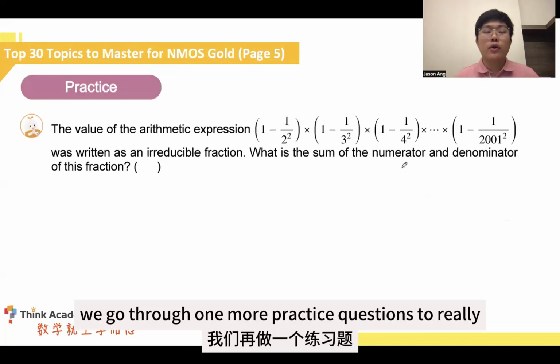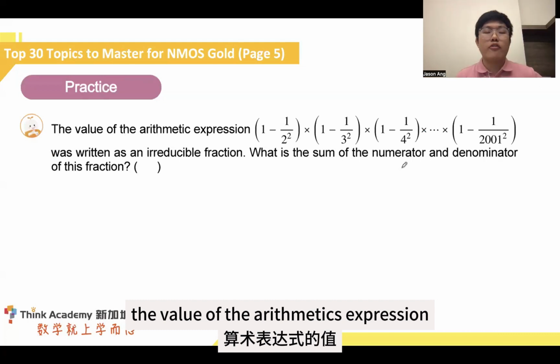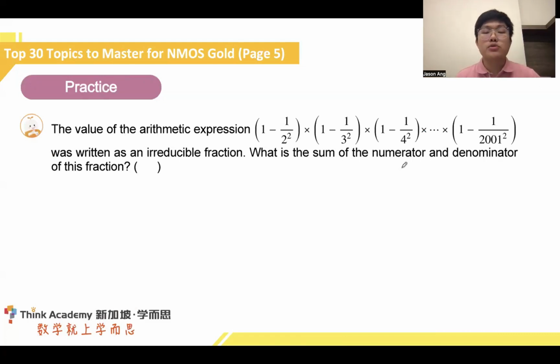Now, we go through one more practice question to really understand how you can apply your telescoping series inside this question. The value of the arithmetic expression 1 minus 1 over 2 square times 1 minus 1 over 3 square, so on and so forth. Now, when written as an irreducible fraction, what is the sum of the numerator and denominator of this fraction? Now, in this case, some students may be wondering, teacher, I need to use the square numbers here. Yes, you can. There is a more algebraic method of solving this question, but I'll show you that actually, without it, we can still solve.